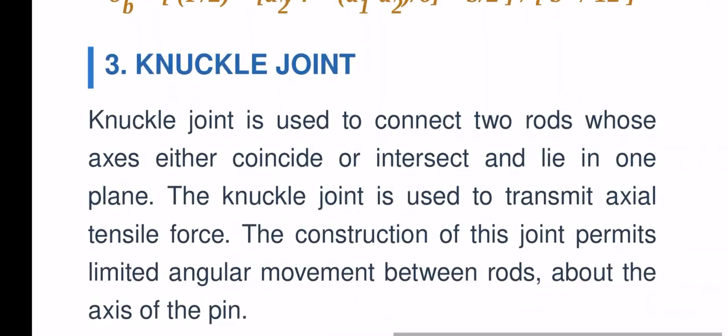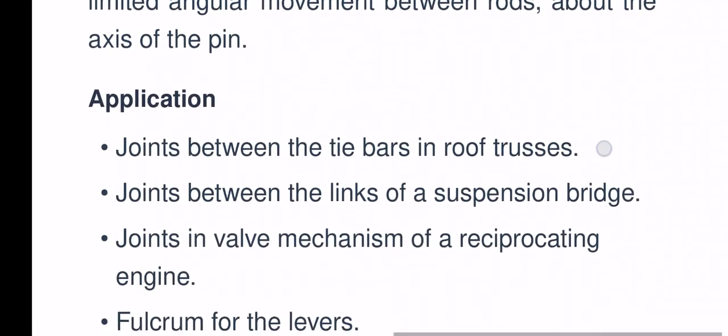Knuckle joint. Knuckle joint is used to connect two rods whose axes either coincide or intersect and lie in one plane. The knuckle joint is used to transmit axial tensile force. The construction of this joint permits limited angular movement between rods about the axis of the pin.